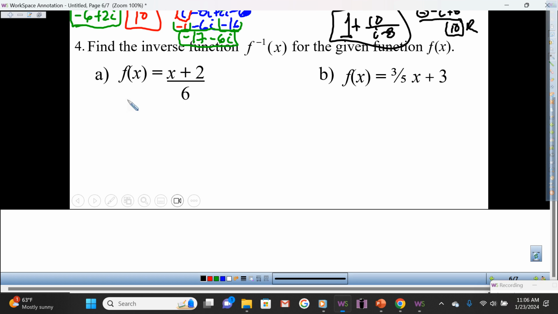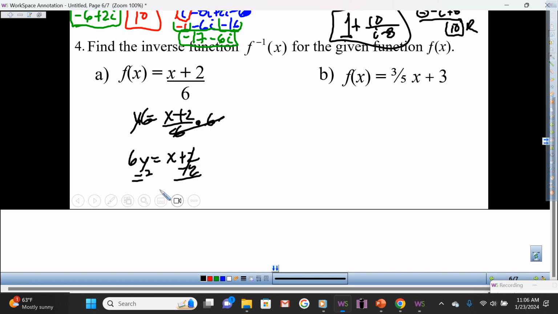Last but not least, the inverses. y equals x plus 2 over 6. Multiply both sides times 6. We get 6y equals x plus 2. Then subtract 2. We end up with 6y minus 2 equals x. Exchange the variables. We end up with 6x minus 2 equals f inverse of x.